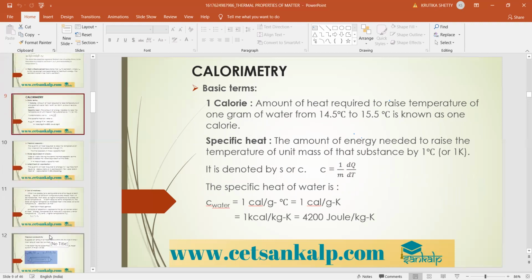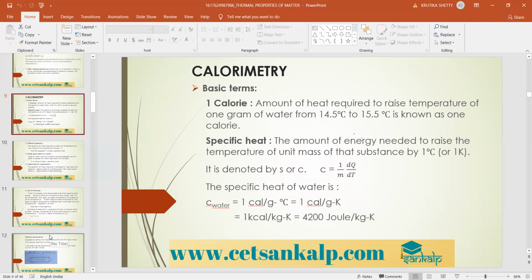So calorimetry is a device used to measure heat. Before defining it, we have some terms like calorie and specific heat. The first term is 1 calorie. One calorie is the amount of heat required to raise the temperature of 1 gram of water by 1 degree Celsius, for example from 14.5 degrees Celsius to 15.5 degrees Celsius.